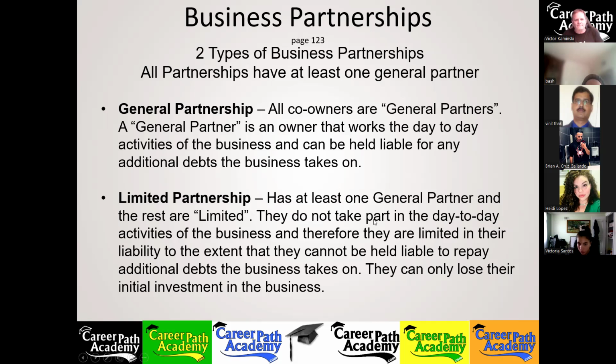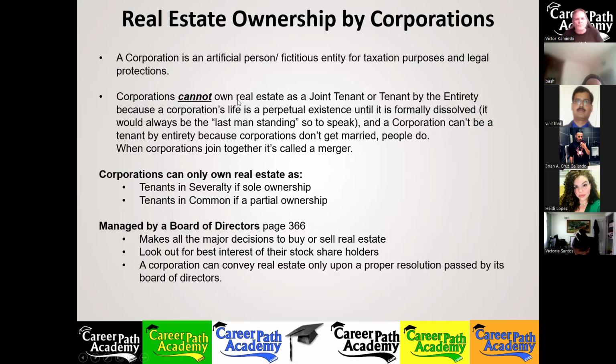Okay, so there we go. Real estate ownership by corporations. A corporation is a fictitious entity. It is an artificial person for taxation purposes and for legal protections. This is why some people buy real estate in the name of an LLC. It's easier to form an LLC. There's a lot less paperwork involved. So a lot of people buying houses to fix and flip or rent out buy them in the name of an LLC to get those legal protections from liability, from lawsuits and such.